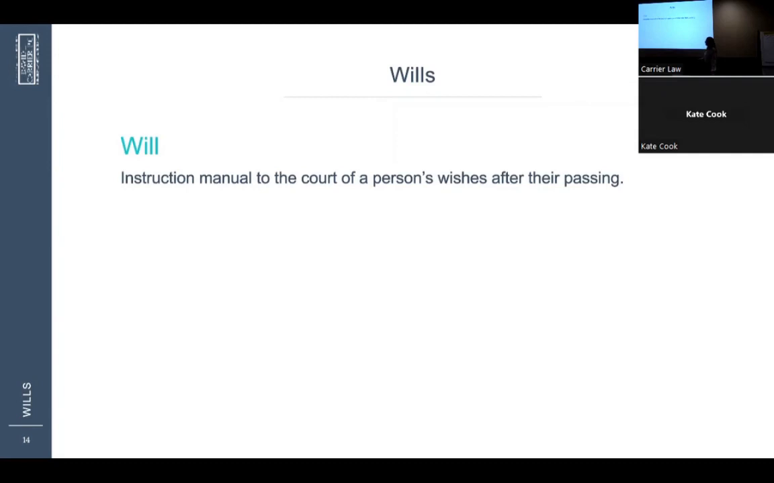A will is a legal document that acts like an instruction manual to the court, and it outlines a person's wishes for after they pass away. Oftentimes a will outlines where a person would like their assets to go. It also states who they would want to care for any minor children in the event that they have any at the time of their passing.